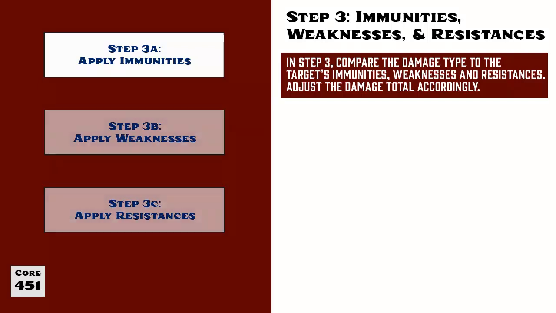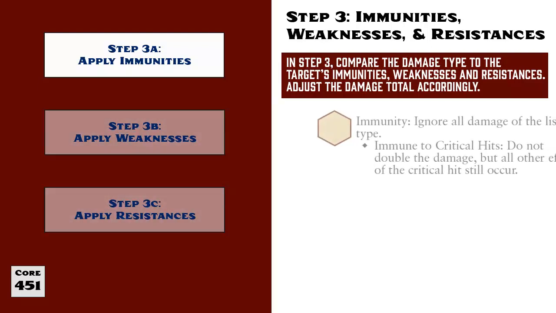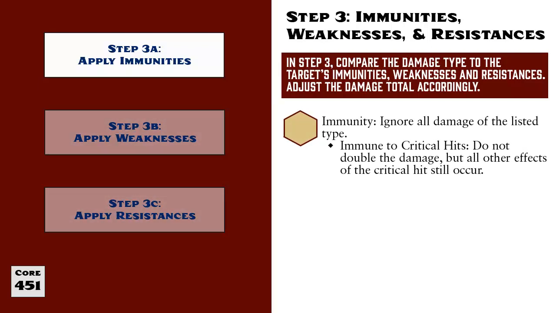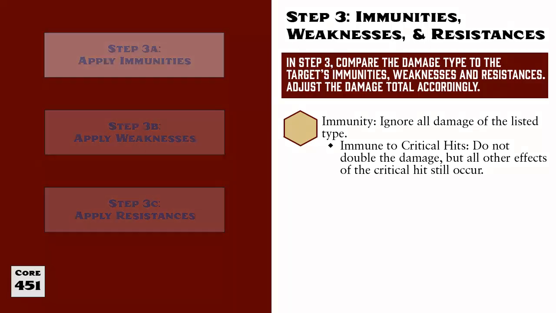So first, immunities. When a creature is immune to a damage type, damage of that type is completely ignored, but only that specific type. So if a creature that is immune to fire is hit by a flaming silver warhammer that deals 6 points of silver bludgeoning damage and 4 points of fire damage, they'll ignore all of the fire damage but still suffer the 6 points of silver bludgeoning.